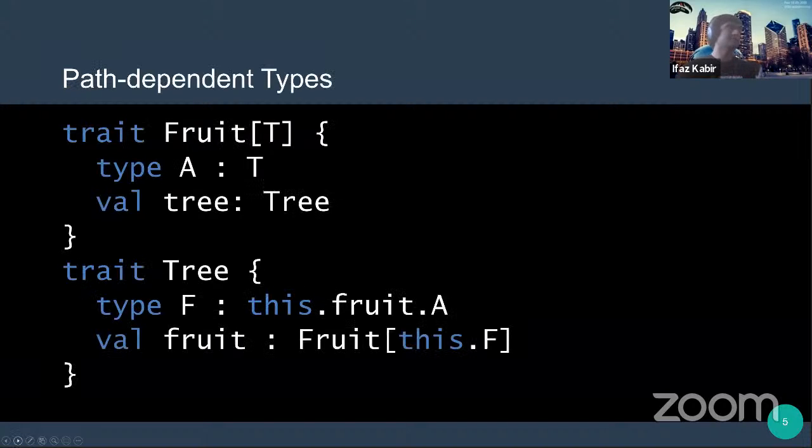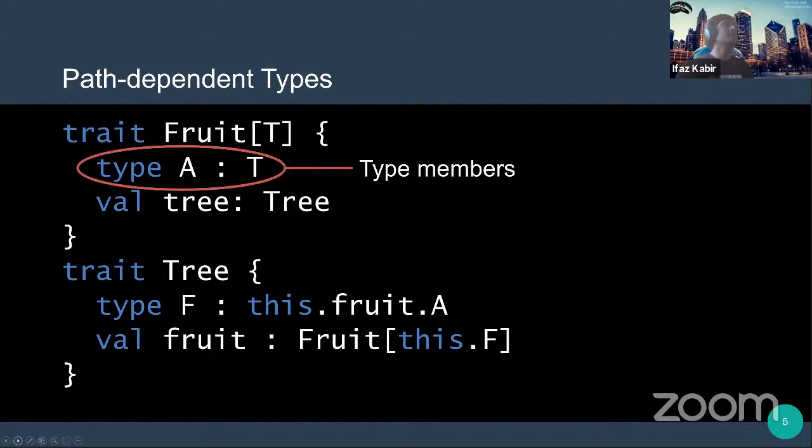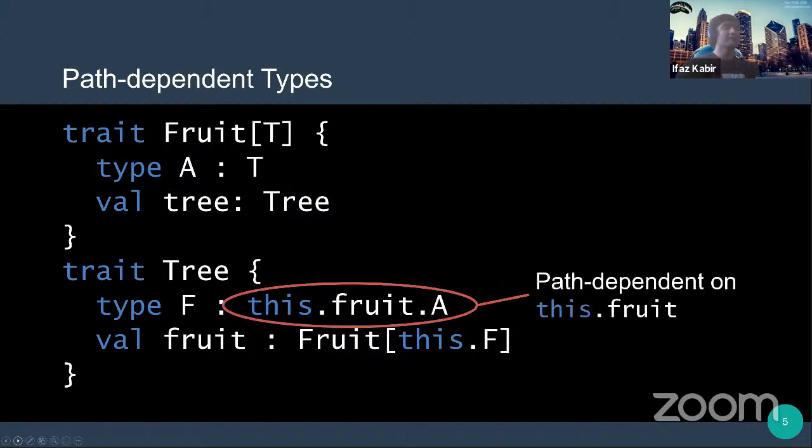Let's talk about path-dependent types a little. So in Scala, objects can not only contain fields that have references and data, but we also have fields that contain types. These are called type members. And types can refer to these, you can have types that are these type field selections. So you can have this path-dependent type, this.fruit.a, which is path-dependent on this.fruit, the path.